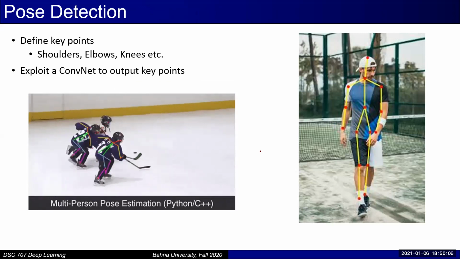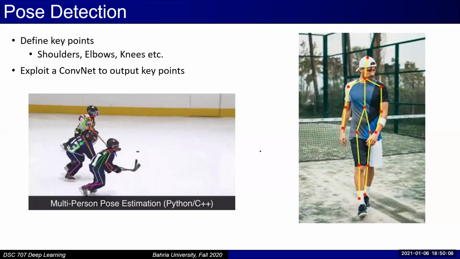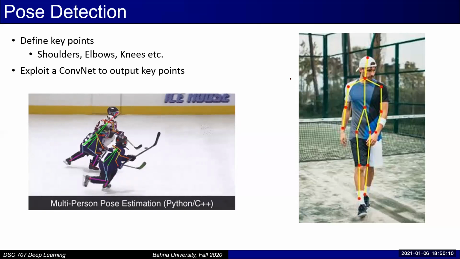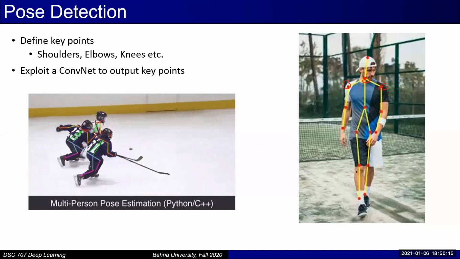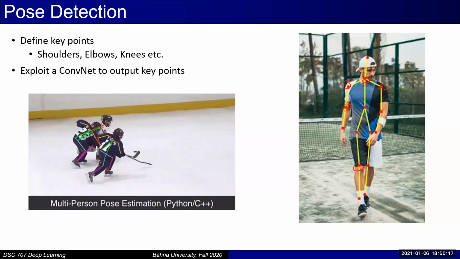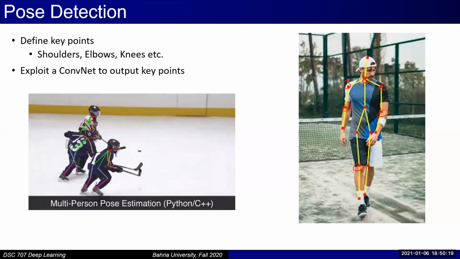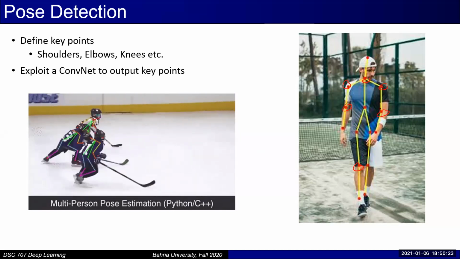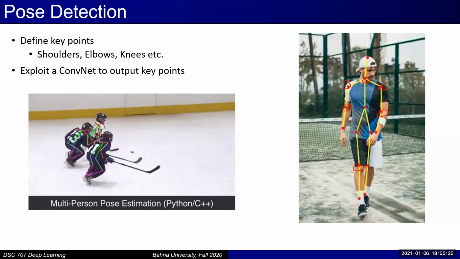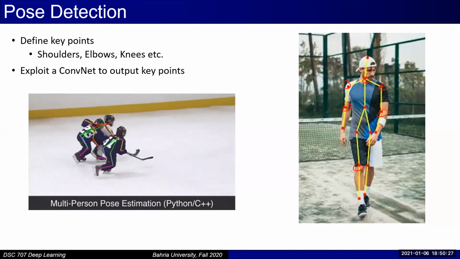So you see, in a pose, there are certain key points, right? For example, where are the shoulders, the neck, the joints of the knees, and the joints of the elbow, and so on, right? So you can actually choose how many key points in the body you will need.